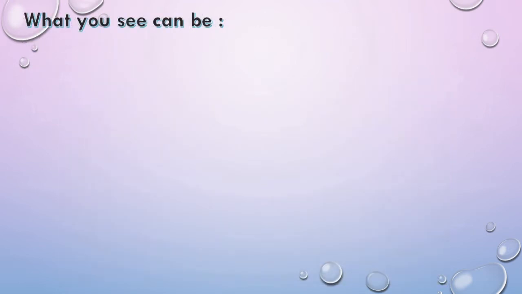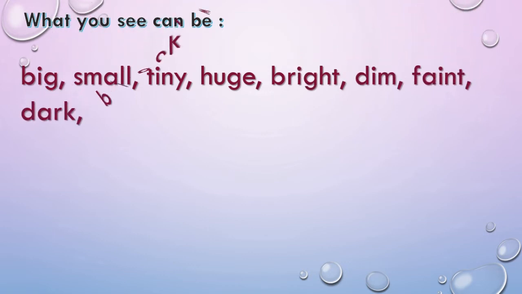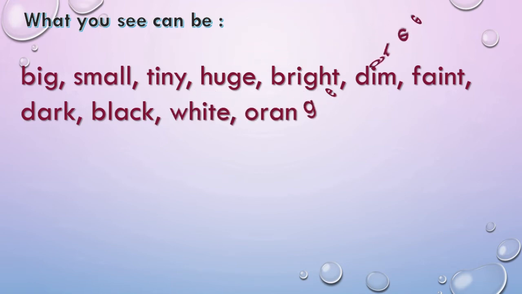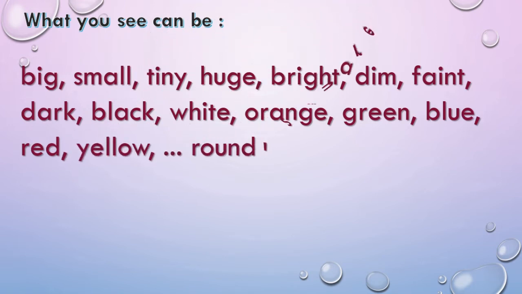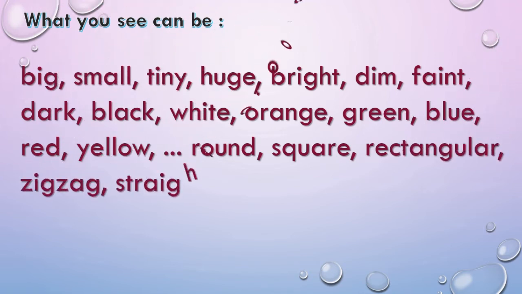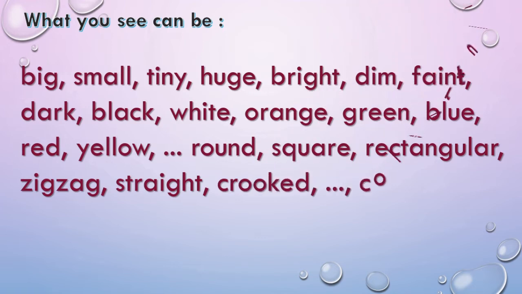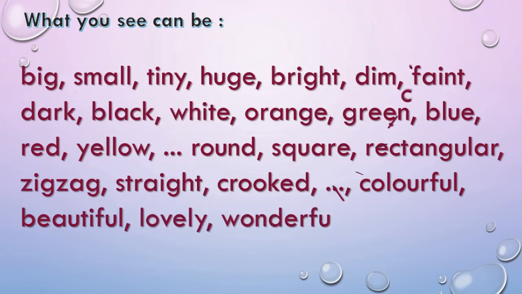First, what you see, which means the functions of our eyes. What you can see may be big, small, tiny, huge, bright, dim, faint, dark, black, white, orange, green, blue, red, yellow, round, square, rectangular, zigzag, straight, crooked, colorful, beautiful, lovely, wonderful, etc.